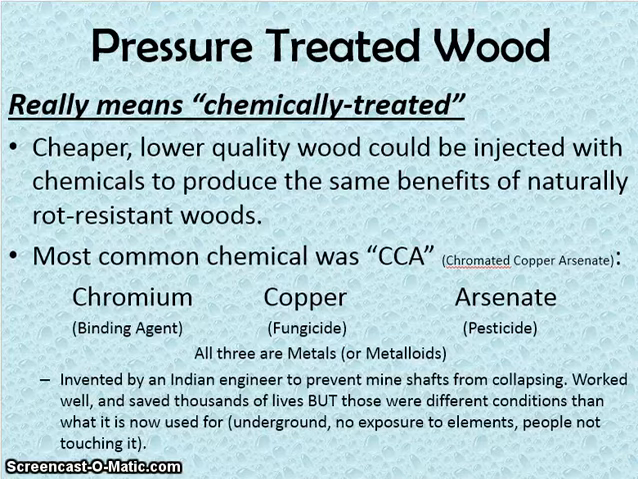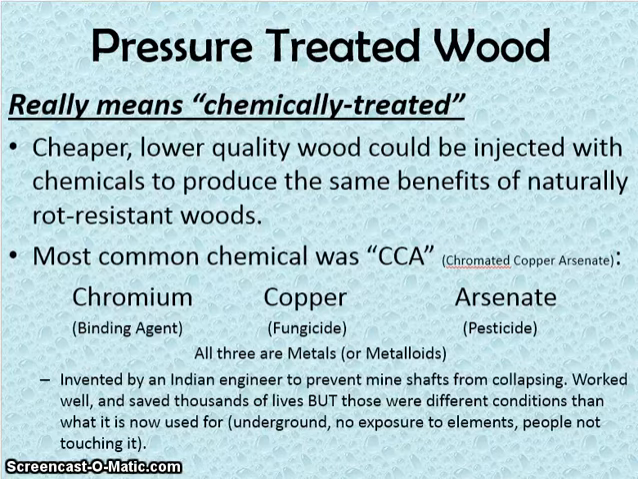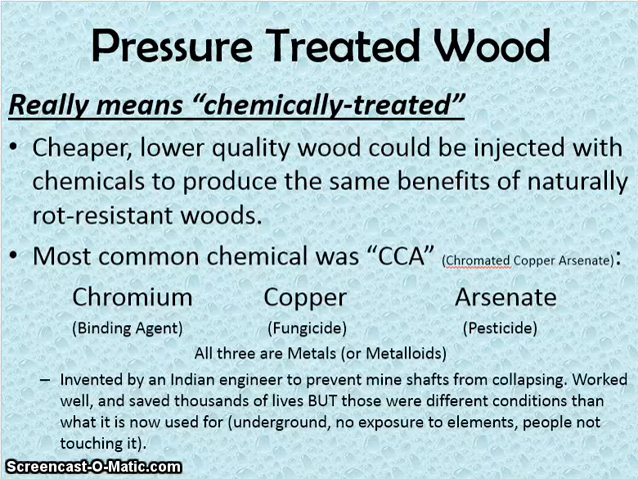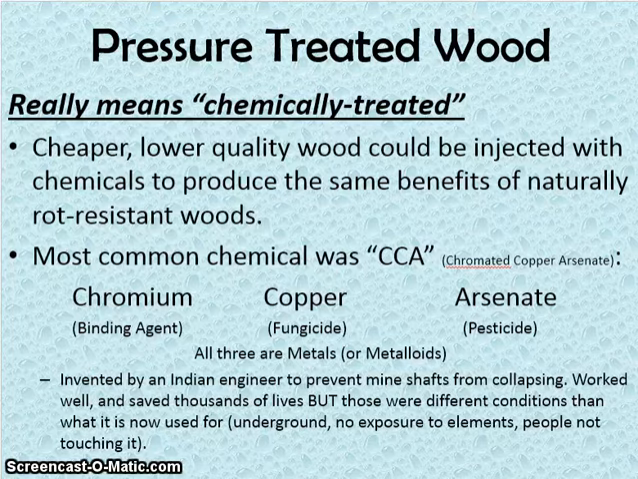chemicals that much. However, pressure-treated wood used for outdoor structures like benches, fences, decks, picnic tables, playgrounds, sheds, gazebos, etc., can present significant exposure of the chemicals. The most common chemical composition of pressure-treated wood had included three metals: chromium as a binding agent to combine copper, which is a fungicide, and arsenate, which is a pesticide. It was labeled CCA pressure-treated wood.